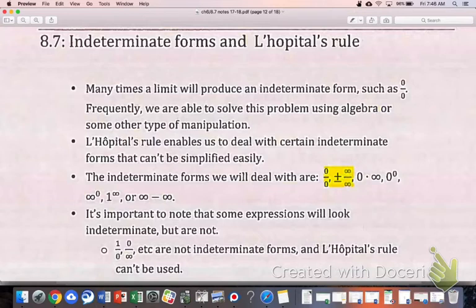We're going to be talking about indeterminate forms and L'Hopital's rule today. The objective of today is to understand what an indeterminate form is, what L'Hopital's rule is, and how it allows us to deal with some of these indeterminate forms.